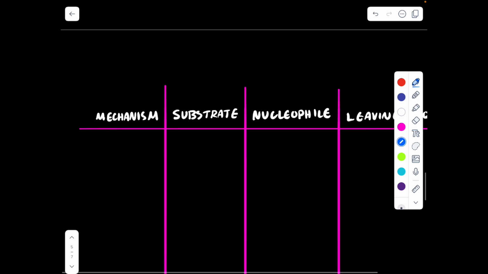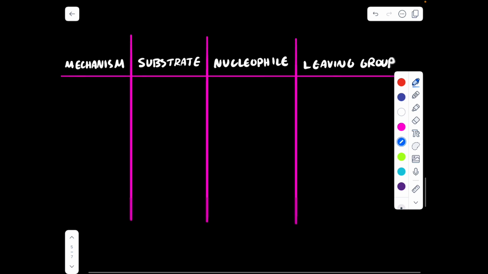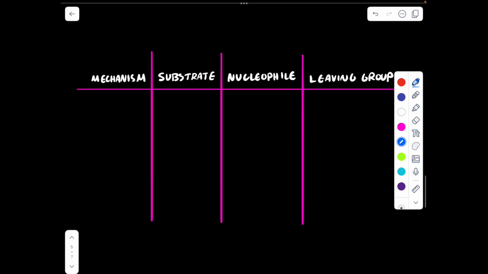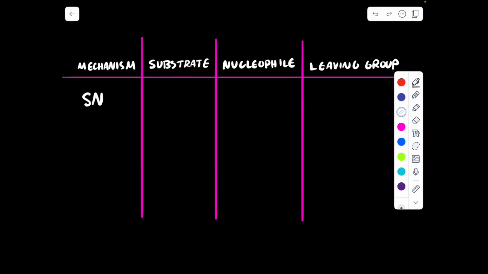So now, throughout this video, we're going to be making a little table. In our table, we're going to put the differences. So for an SN2 reaction, the reaction is going to be 1 step. For an SN1 reaction, the reaction is going to be 2 steps.